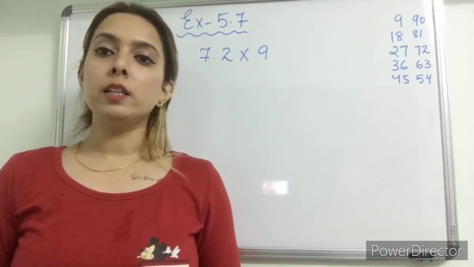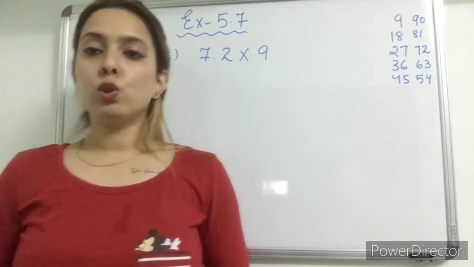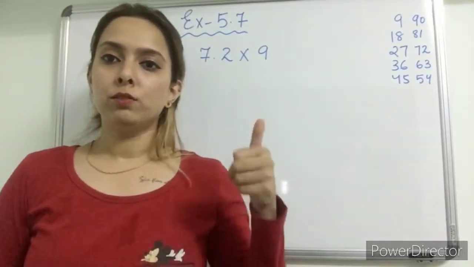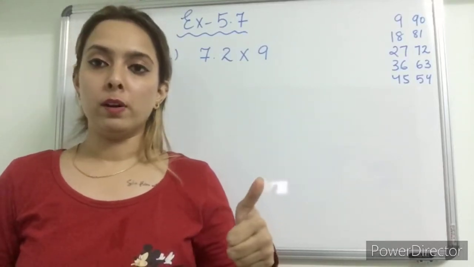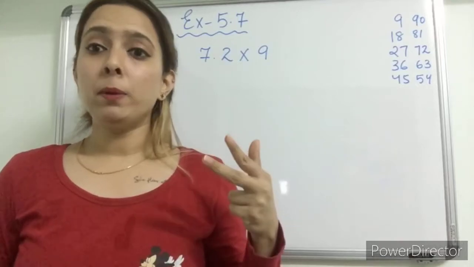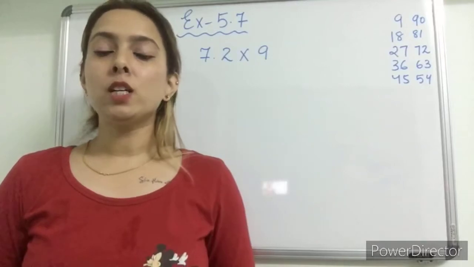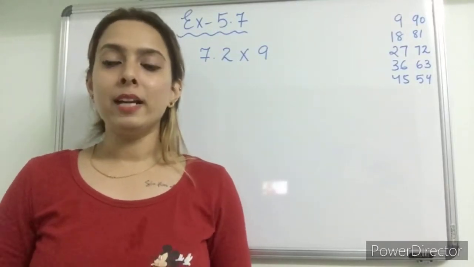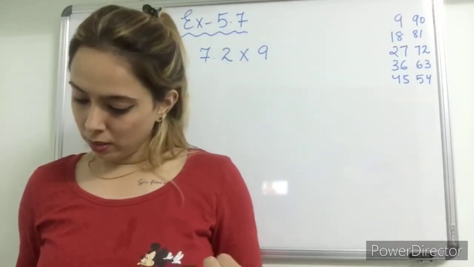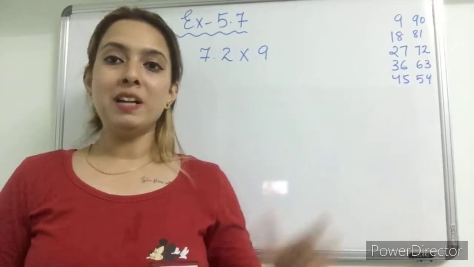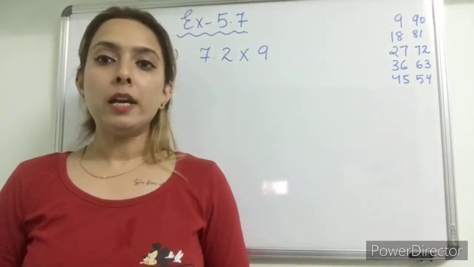5.7, and in this exercise we will learn how to multiply decimal numbers. First of all, the first type is multiplication of a decimal number by a whole number. Second is multiplication of a decimal number by a decimal number. Third is multiplication of a decimal number by 10, 100, 1000 and so on. So there are three types in it, and we will learn how to multiply the numbers. Question number 1 is: find the product in each of the following.